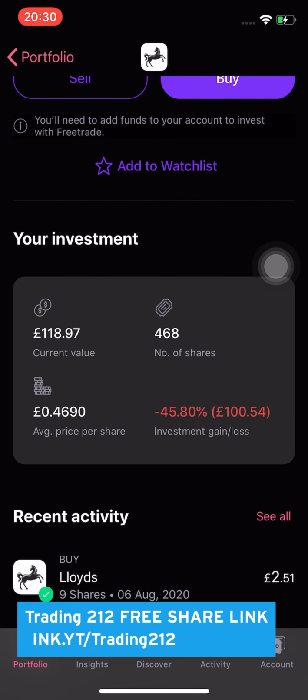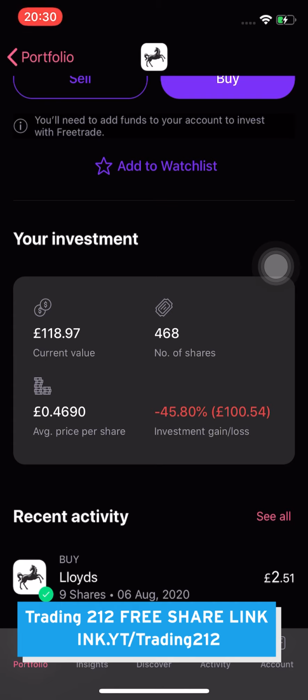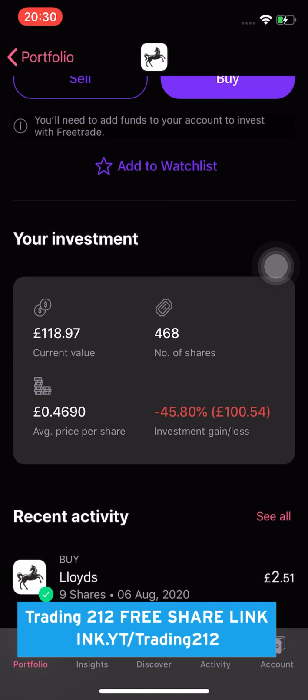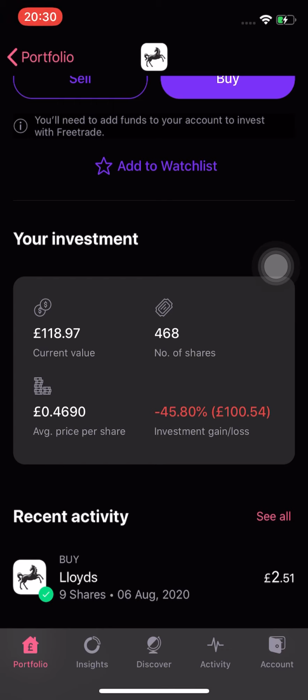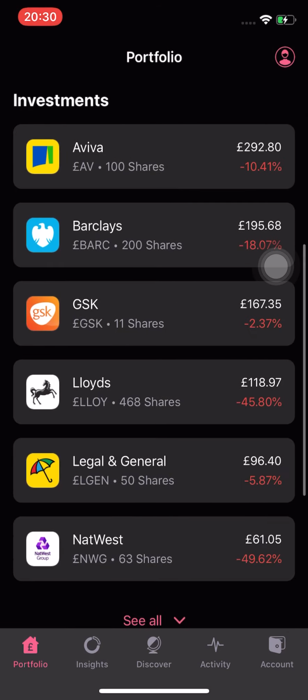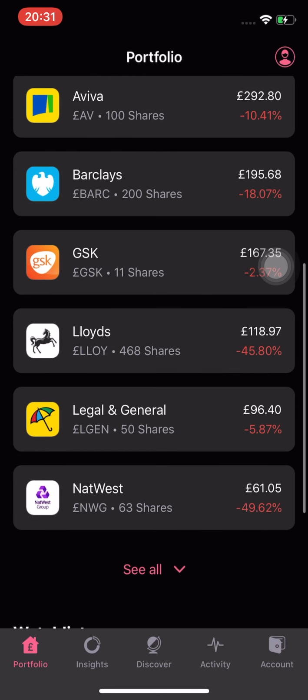With that, I've got 468 shares. Average price is at 46p. I'm down 45.8%. That's £100.54p in the red. So it's not doing too well, but I will be holding on to this purely because I do think it should at some point recover, and I'm in no rush to sell it. If they do resume their dividends, that's pretty good. I'll be happy with that. But if they don't, then it might be something that I might start considering to sell.